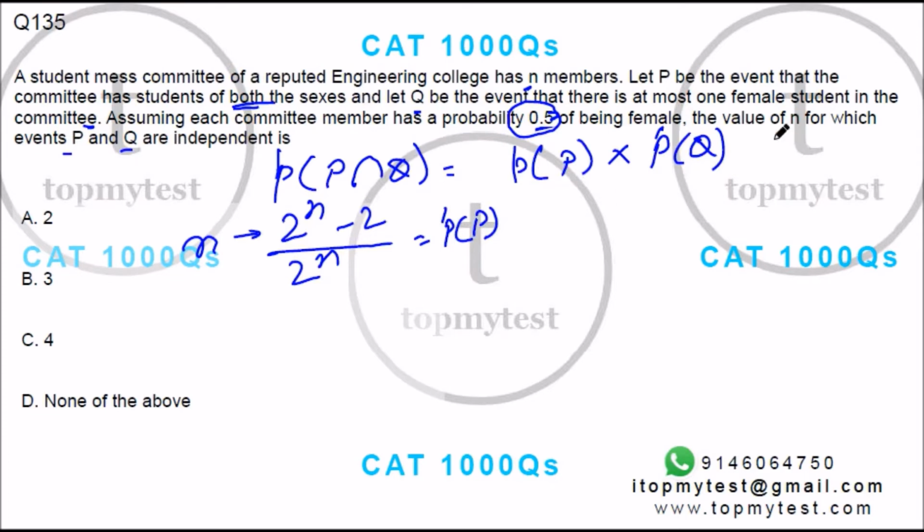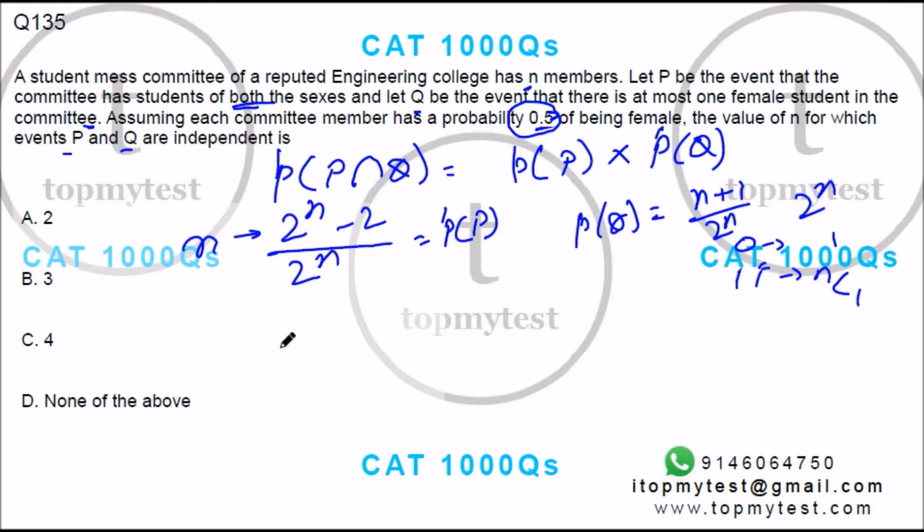Probability of Q: you want at most one female student. So if I toss a coin n times, you have 2 to the power n outcomes. Zero females will be one way, all are heads. One female would be n choose 1 ways, choose one of the coins which will give you a tail, everyone else gives you a head. So the probability of Q will be n plus 1 divided by 2 to the power n.